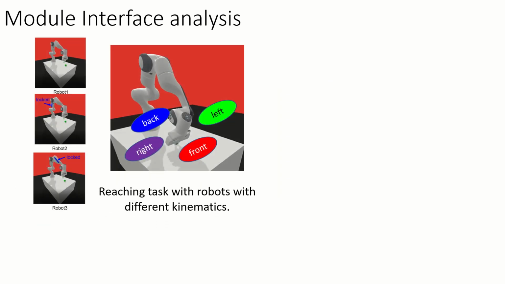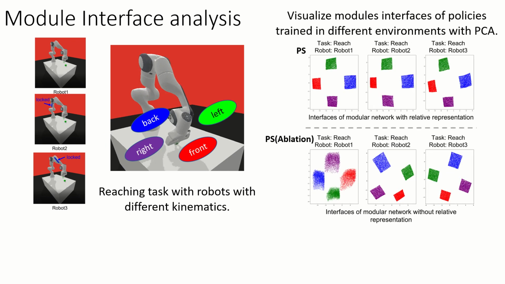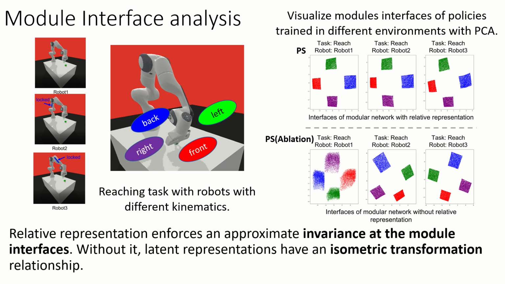For modular interface analysis, we visualize module interfaces of policies trained in different environments with PCA. The relative representation enforces an approximate invariance at the module interfaces. Without it, latent representations have an isometric transformation relationship.